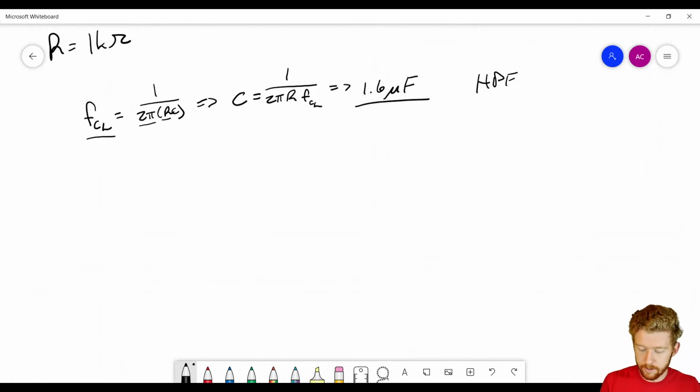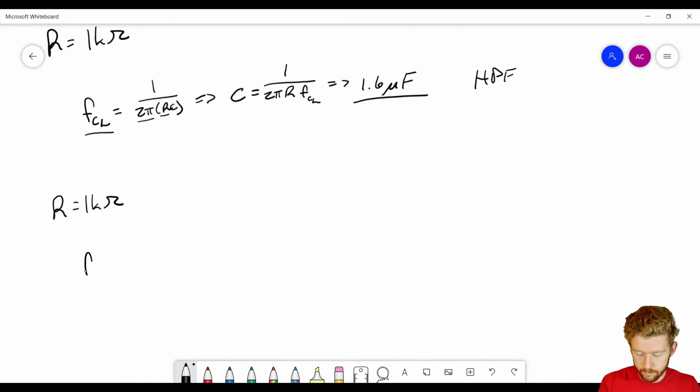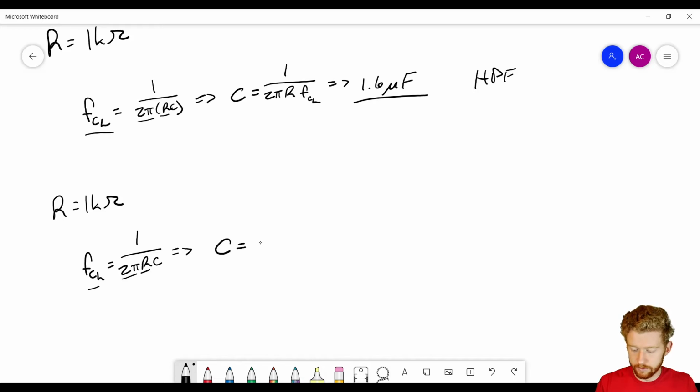So the next one is going to be our low-pass filter. We're going to again say that our R is limited to 1 kilo ohm. Now, for this one, we'll say FCH is equal to 1 over 2 pi RC. So again, we know R, 2 pi, and FCH. Just rearrange and solve for C. So what we'll end up getting is that C for the high-pass filter is equal to 16 nanofarads.